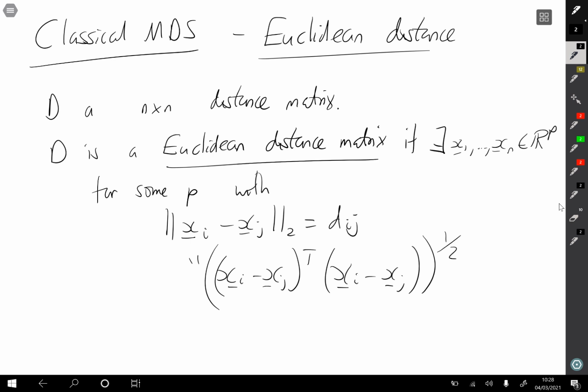So we may not know these x points. What we're going to do now is write down a theorem that tells us how we can know whether a distance matrix D is Euclidean or not, and how, if it is Euclidean, to find a set of points x that meet this requirement, that is, a set of points that has the right interpoint distances.